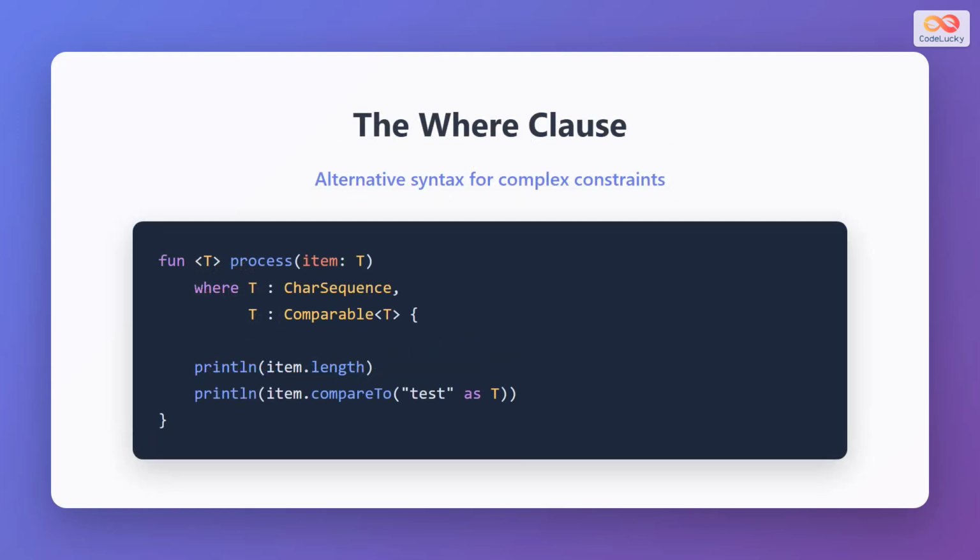When you need to apply multiple constraints to the same type parameter, you can use the where clause. This is an alternative syntax that makes complex constraints more readable. Here, T must satisfy two conditions. It must be a CharSequence, so it has string-like properties such as length, and it must also be Comparable with itself. Inside the function body, you can safely use both the length property from CharSequence and the compareTo method from Comparable. The where clause is especially useful when dealing with multiple constraints that would be difficult to express in the angle bracket syntax.